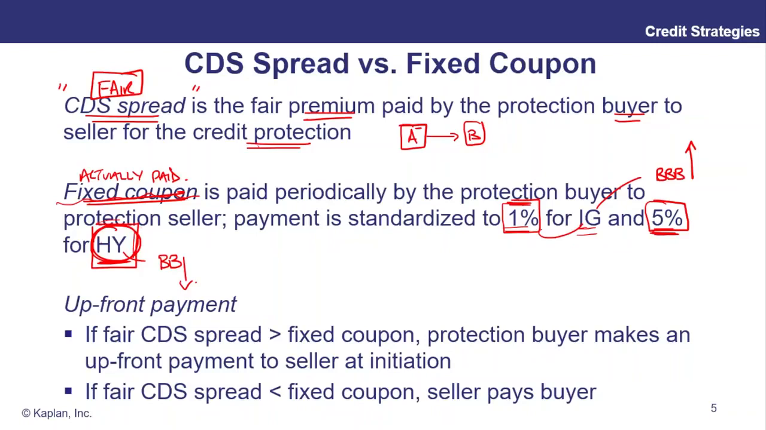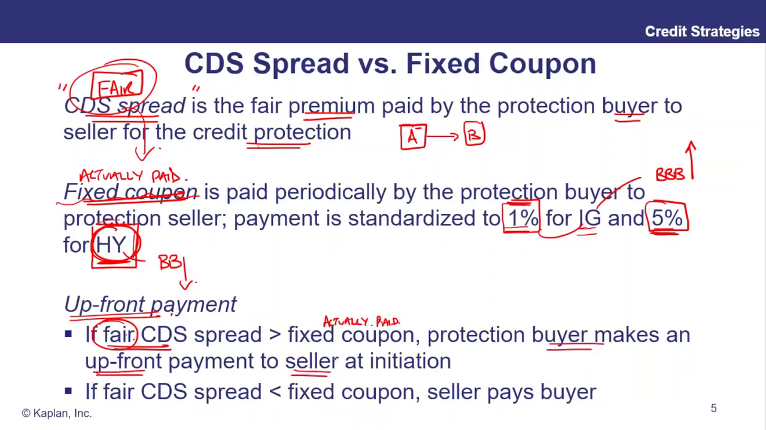It simplifies the operations. And what we need to do at the outset to settle up any difference between what's fair and what's actually paid is for there to be a one-off upfront payment. If what's fair, what should be paid, is greater than what's actually paid, then the buyer needs to pay more. The buyer needs to make an upfront payment to the seller.